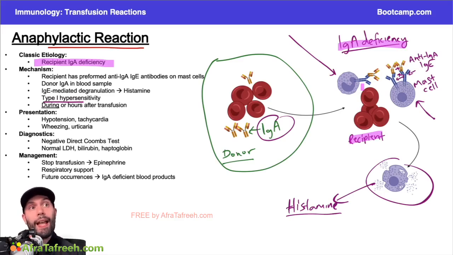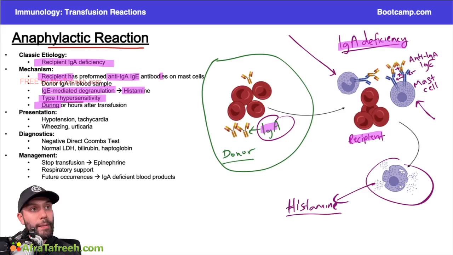These are preformed. As soon as you give this donation of blood with IgA, it's going to bind. You're going to get instant degranulation. So again, this is going to be more immediate. We already said, what kind of hypersensitivity is type 1? It's immediate, right? So again, all of this stuff is interconnected. It's not separate pathologies. So if you've been following the video series so far, a lot of what we're discussing here is just review at this point. So IgE-mediated degranulation, we already said, with histamine. Again, it's the recipient that has the anti-IgA IgE antibodies on the surface of mast cells and basophils, and it's the donor IgA in the blood sample.